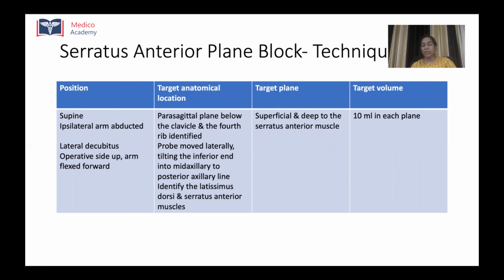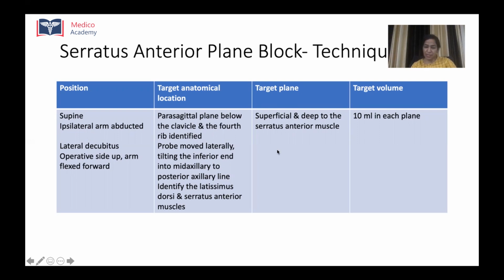For this, the probe should be placed in a parasagittal plane below the clavicle. So we start from the mid clavicular line, and then gradually go to the third or the fourth intercostal space. As soon as we reach the fourth intercostal space, we move the probe laterally right up to the mid axillary line, and then tilt the probe with the inferior end towards the posterior axillary line. After that, we identify the latissimus dorsi as well as the serratus anterior muscle.